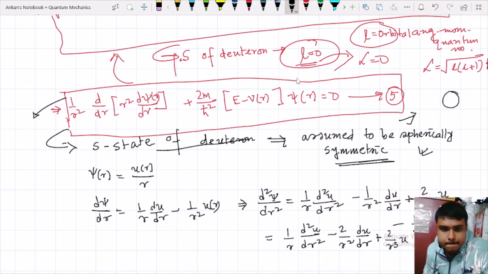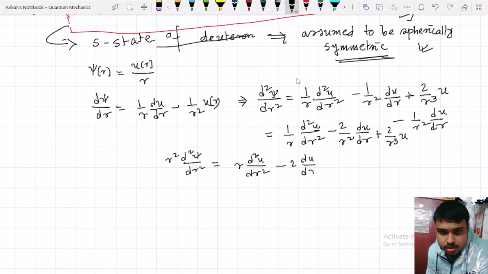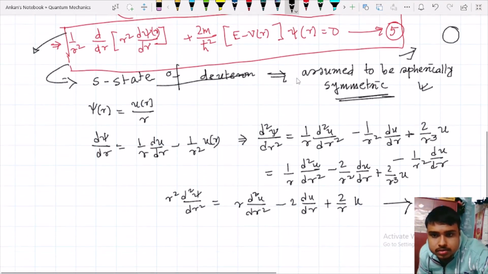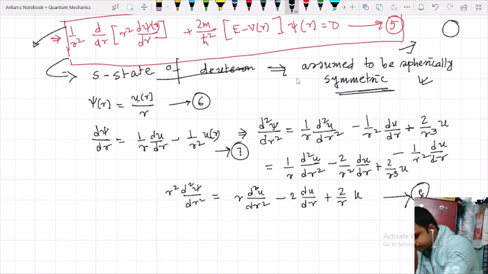So if we obtain r square d2 psi dr2, then we will see that this is nothing but r d2u dr2 minus 2 du dr plus 2 by r u. So name it equation number 5, this is 6, 7, and this is 8. Okay, so let's go further.